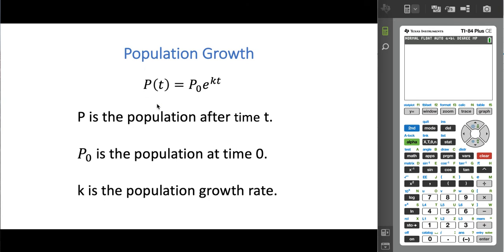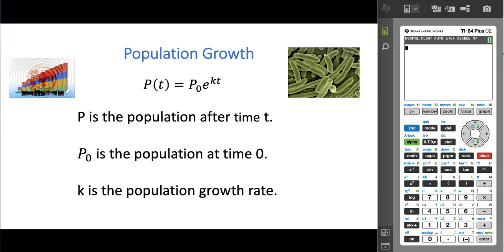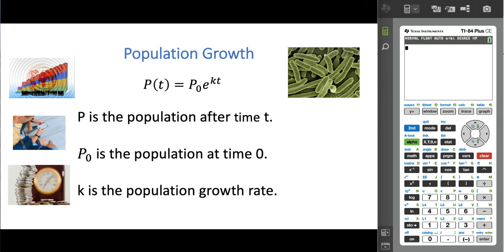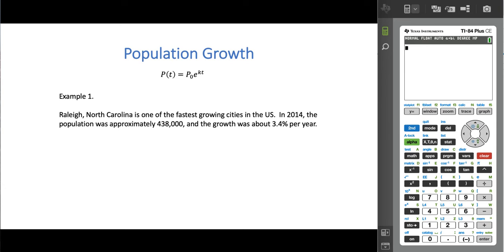You can use this model to describe any kind of population growth, whether you're talking about the growth of actual population, people growing in a city, or the growth of bacteria, or the growth in the use of cell phones, or the growth of money. All of these examples follow this basic graph, which we've been studying this chapter, which shows exponential growth. This is the equation for that model graphed.